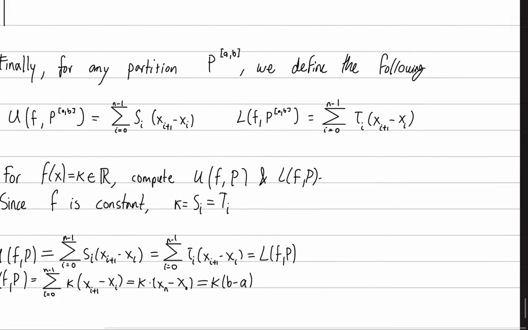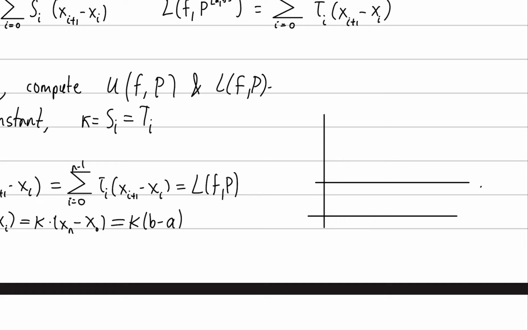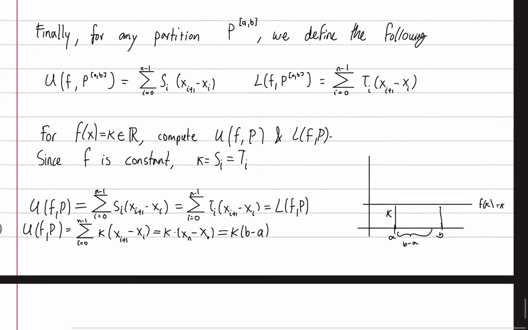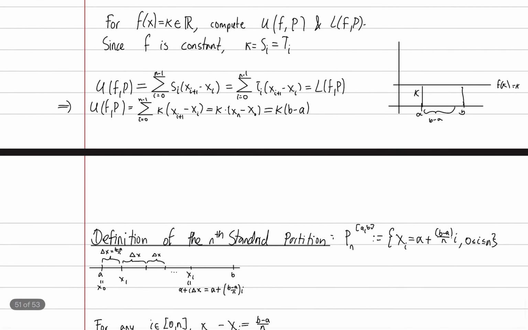And looking at it graphically, although I don't have one, I could sketch one up pretty quickly. If we look at the graph, f of x is equal to k. Obviously, from a to b, we just want to multiply by this height k times b minus a, and that gives us the area of the rectangle. Okay, so this is consistent. What we did makes sense.